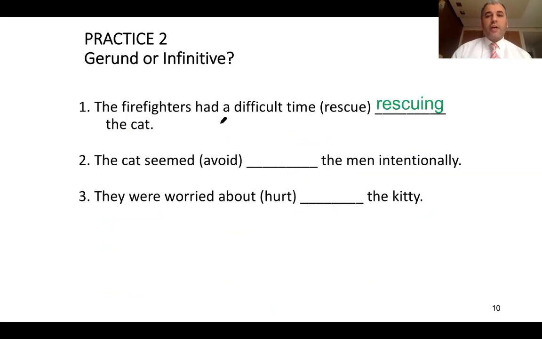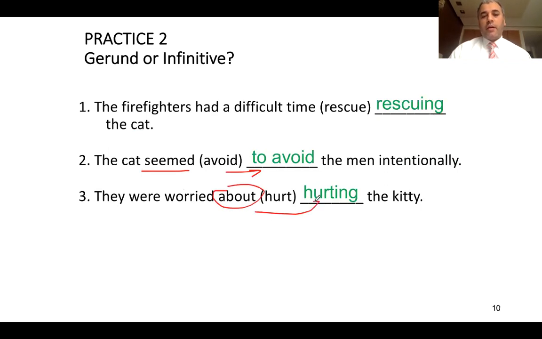Now here we have risk winning. We have to use a gerund because we have this expression, had a difficult time, which is normally followed by a gerund. Avoid, seem to avoid, because this special verb is followed by normally an infinitive, okay? Then you have the last answer. They were worried about hurting. This expression, to be worried about, has a preposition, okay? And this preposition is followed by a gerund, as we have seen before.